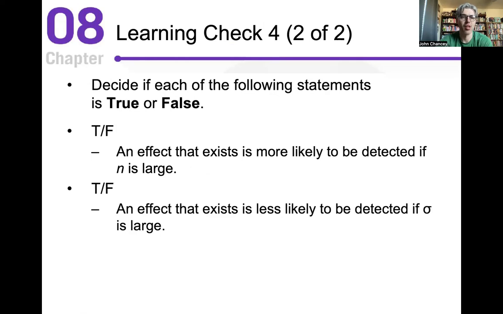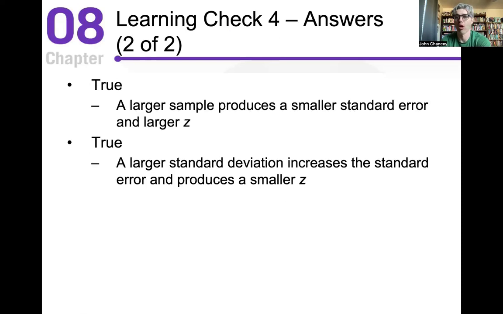Okay, true or false. An effect that exists is more likely to be detected if n is large. True or false. Second one, true or false. An effect that exists is less likely to be detected if the standard deviation is large. Both are true. Sorry, I should have told you to pause the video. Hopefully, I didn't jump the gun too soon. Hopefully, you're in the habit now.